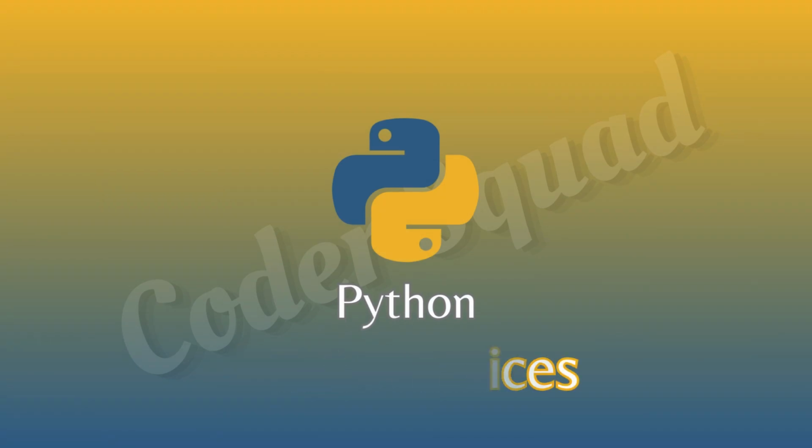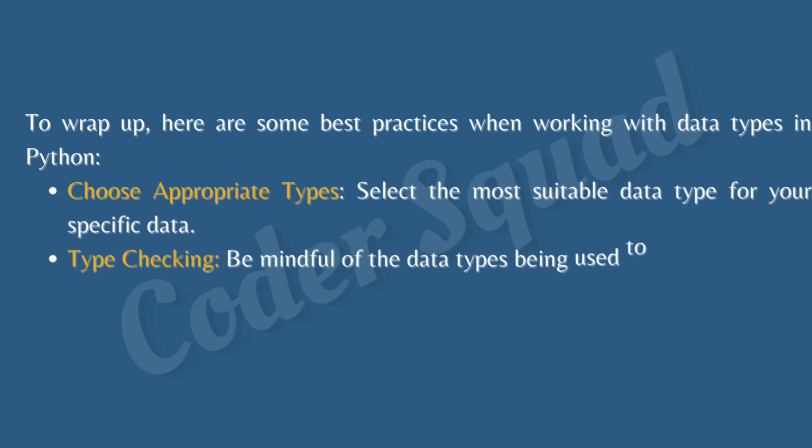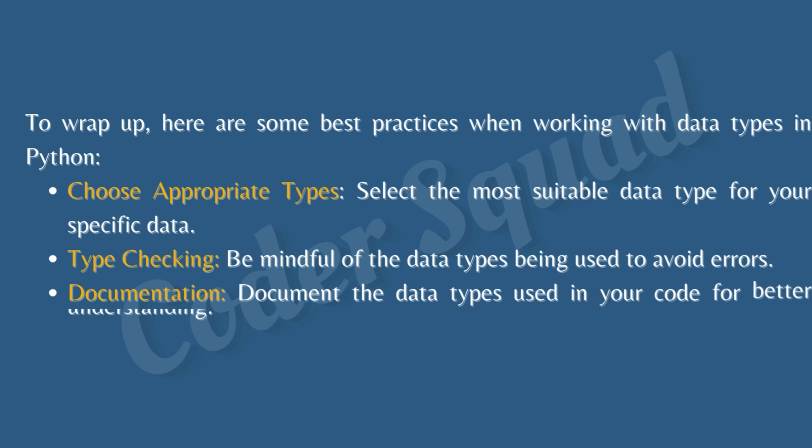To wrap up, here are some best practices when working with data types in Python. Choose appropriate types. Select the most suitable data type for your specific data. Type checking. Be mindful of the data types being used to avoid errors. Documentation. Document the data types used in your code for better understanding.